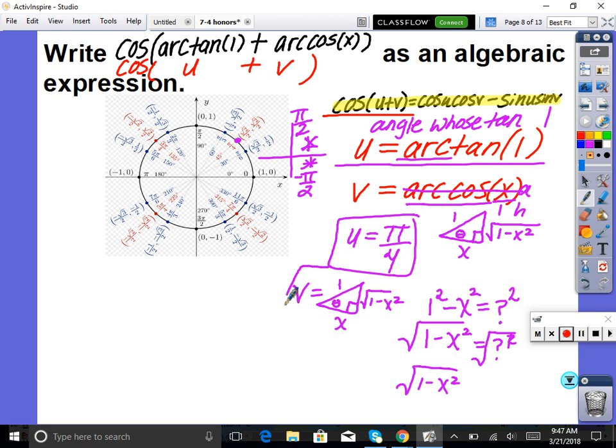Okay, let's plug in with the formula now. So we have a cosine. Now remember, cosine goes like this, changing colors, because I want to be able to write into the blue. Remember, cosine works like this: cosine of u, so cosine of pi fourths, times cosine of v, correct? Cosine of that triangle.